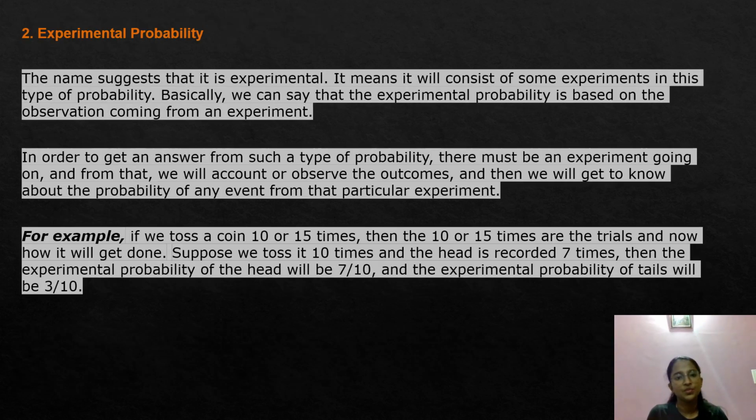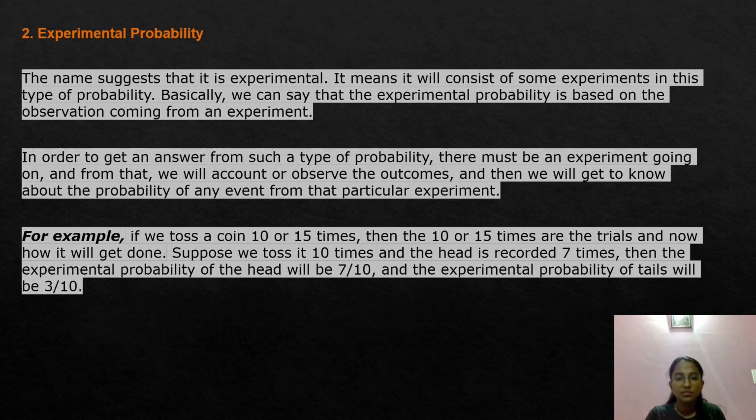Next comes experimental probability. The name suggests that it is experimental. It means it will consist of some experiments in this type of probability. Basically, we can say that experimental probability is based on the observation coming from an experiment. In order to get an answer from such a type of probability, there must be an experiment going on, and from that we will observe the outcomes, and then we will get to know the probability of any event from that particular experiment.